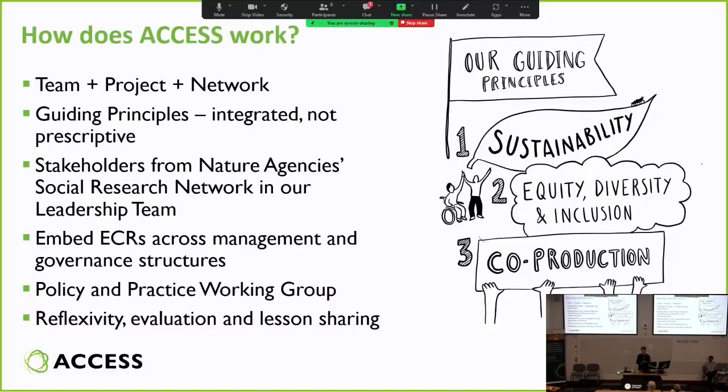I've mentioned the fact that the nature agencies are critical to Access and the way we operate. But we also try and embed capacity building right across every single thing that we do. So we will have an early career researcher on our leadership team. If we have a flexible fund, we want to put the capacity building of early career researchers into that. And we have quarterly meetings with a range of government bodies in our policy and practice working group.